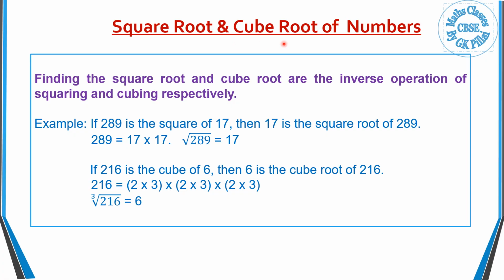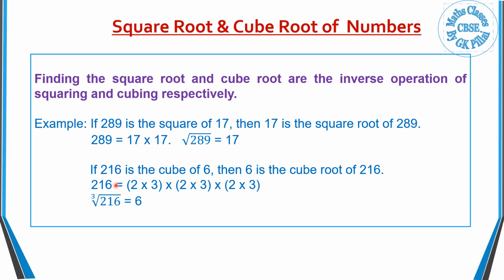Now square root and cube root. Finding the square root and cube root are the reverse operation or inverse operation of squaring and cubing respectively. If 289 is the square of 17, then 17 is the square root of 289. You will be able to write 289 as 17 into 17 and one of the two will be the square root of 289.